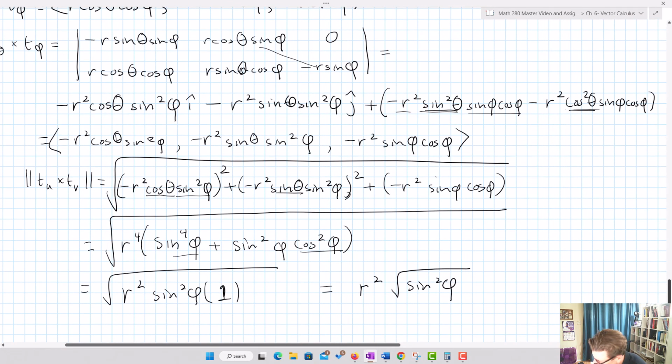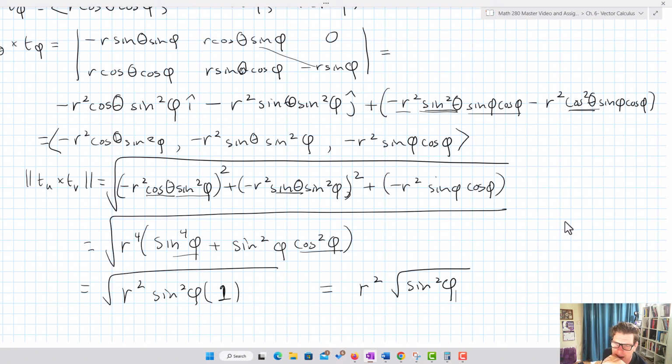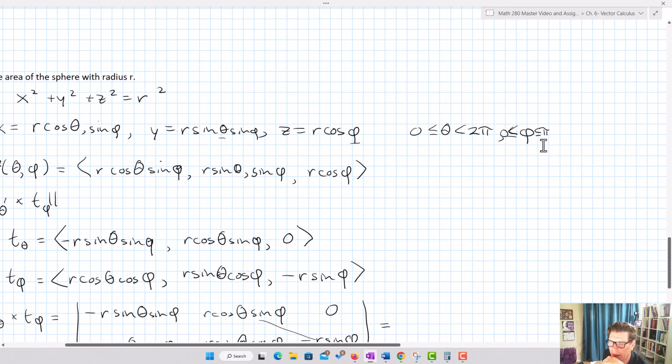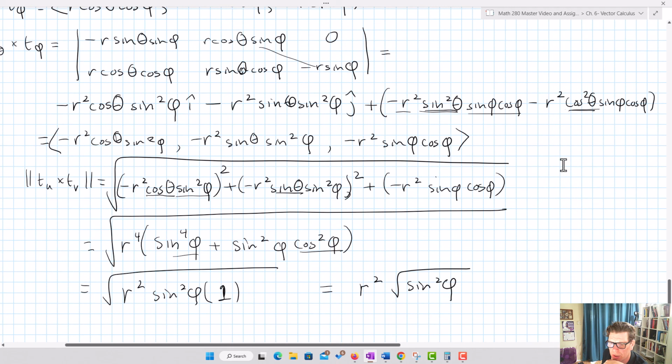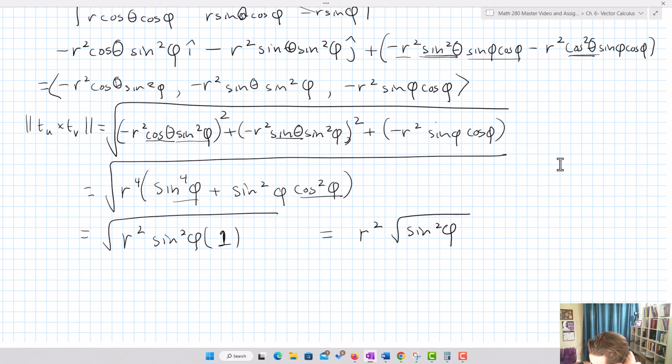Now, the reason why we're not going to include a plus or a minus for the square root of sine squared phi is because we want to notice that we're only looking between 0 and pi for phi. Remember, that's our domain, 0 to pi, and so consequently, we don't need to actually deal with the negatives of sine. We're only going to have the positives of sine, so we can rewrite this as r squared sine phi. And that is our cross product magnitude.